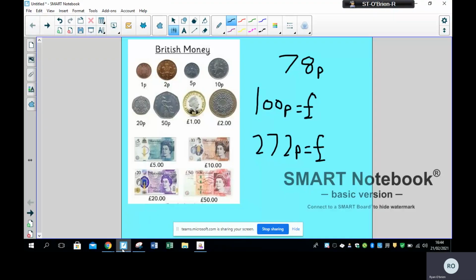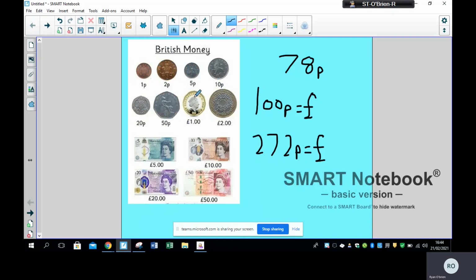So you should be able to see my screen. Here is all the British money in the world. Well, not in the world, in Britain. These are all the different types of coins and notes you can have. This one here is a 1p, that's 1 pence. Then 2 pence, a 5 pence, a 10 pence, a 20 pence, a 50 pence. And then this coin here is a pound.